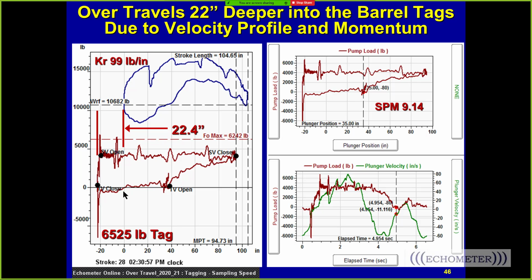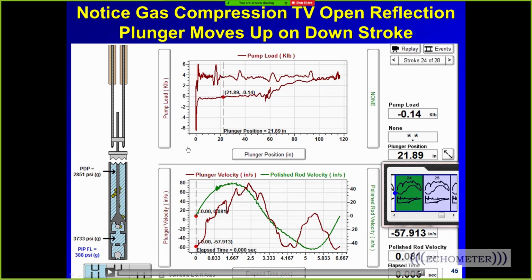But actually, based on the velocity of the rods and the change in load, and based on the speed, the position of the plunger inside the barrel moves and changes as the acceleration forces change in the rod string. So when we look at this well right here, that has the 6,500 pound tag, the bottom of the pump stroke relative to the bottom of the zero is 22.4 inches to the left. So normally I plot it like this.